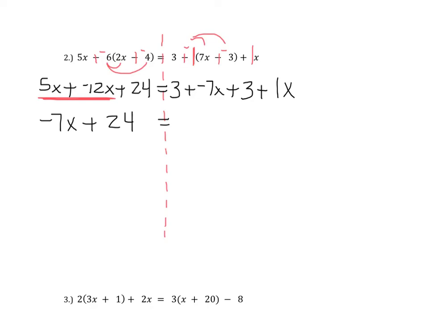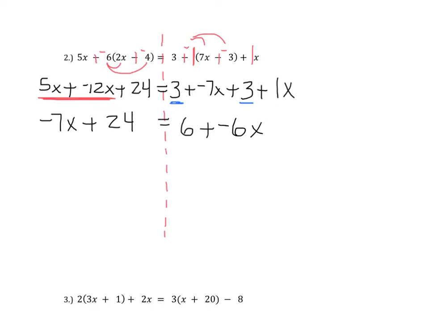All right, I have some like terms here. I have a 3 plus a 3. 3 plus 3 is 6. And then I also have a negative 7x and a positive 1x. If I lost 7 x's but gained 1 back, I've only lost 6 x's. All right, I know I'm going rather fast, but this is stuff we have been working on for a while, distributing and double sign changes.